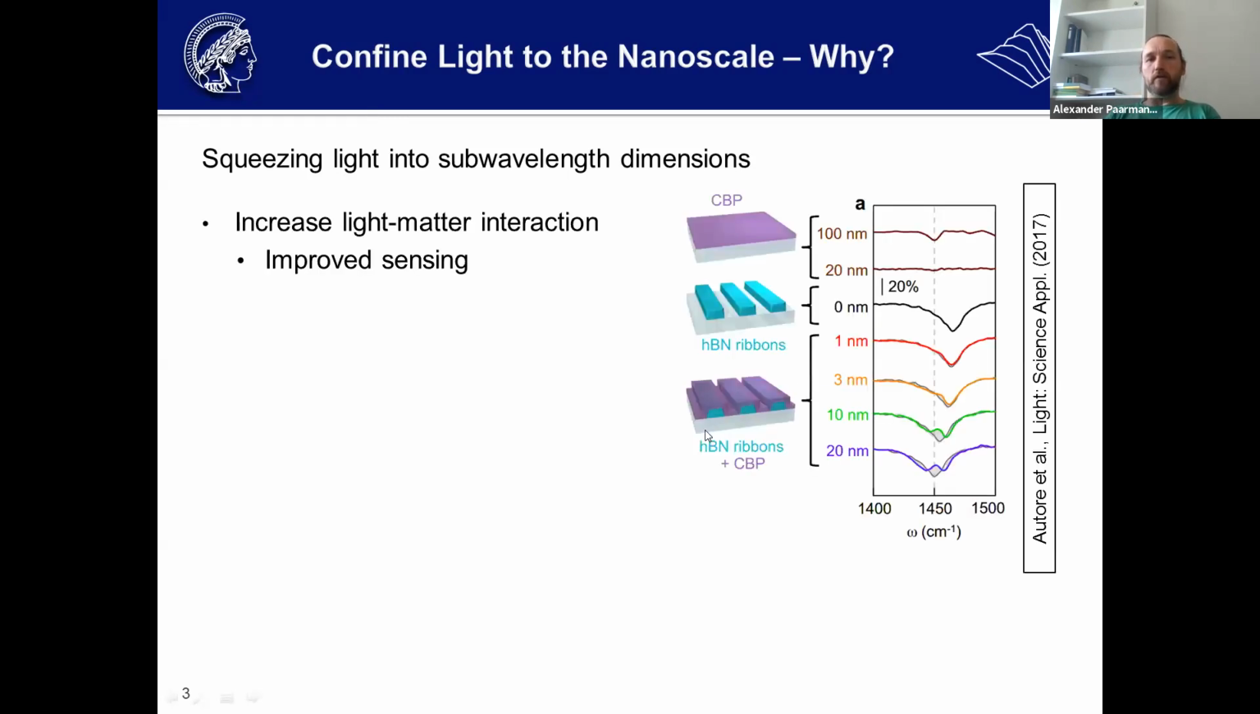And the way I see it, we basically have 2 driving motivations to do this. For one, by squeezing light to dimensions smaller than they naturally exist, we can increase light-matter interaction, and that will, for instance, lead to better sensing schemes. This is just one example, but the idea is clear: increase light-matter interaction and thereby improve certain schemes. And I'm showing an example of the Hillenbrand group here using hexagonal boron nitride nanoribbons and showing some molecular sensing of Polaritons in this case.